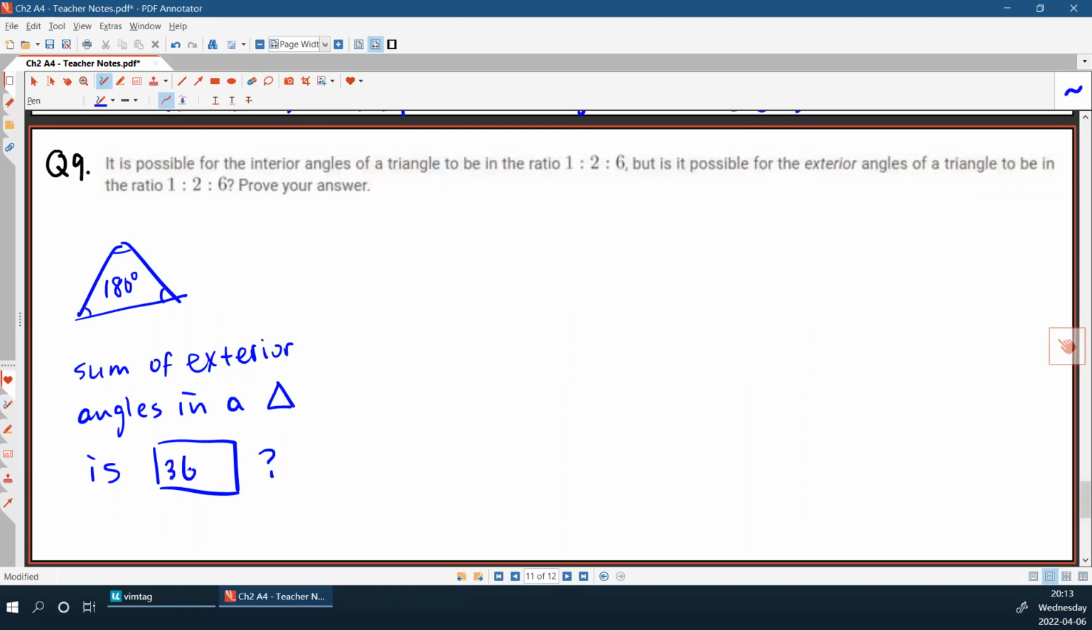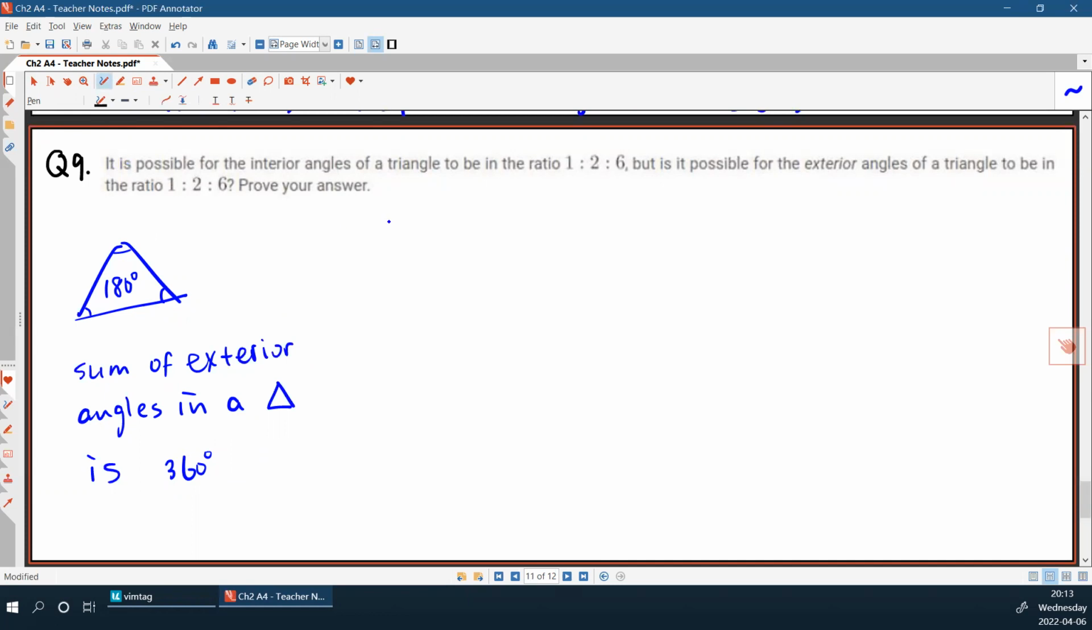360, right? We have already proved this in our previous assignment. So please remember this result as a theorem. You can use this theorem in your future solutions. So the sum of the exterior angles is 360 degrees.